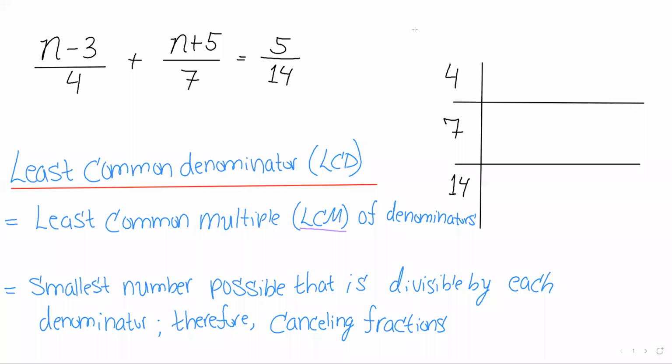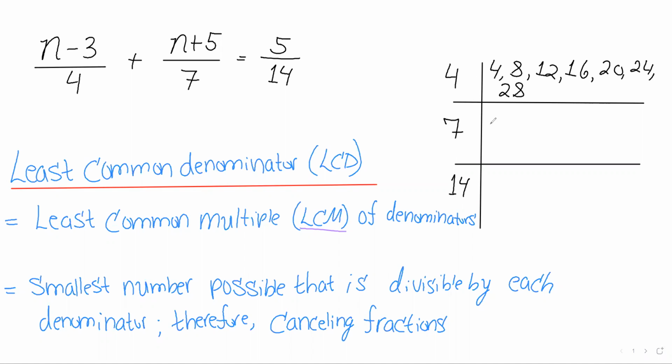Perfect. So now let me list my common multiples. So the multiples of 4 would be 4, 8, 12, 16. Let's see. 4 times 5 is 20. 4 times 6 is 24. 4 times 7 is 28. Okay, that should be enough.